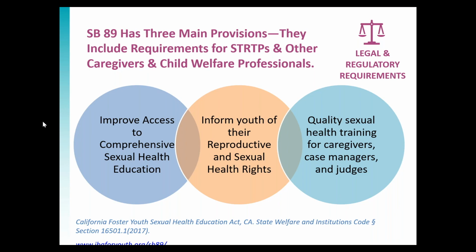So SB 89 passed and went into effect in July 2017. But in addition, between then and now, California Department of Social Services has issued a number of all-county letters and all-county information notices clarifying the existing rights of youth and clarifying some of the obligations of STRTPs related to supporting sexual wellness for youth in foster care. Next slide, please.